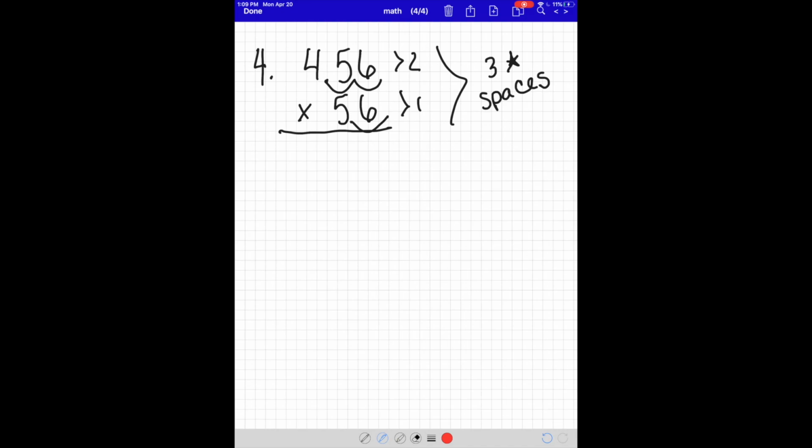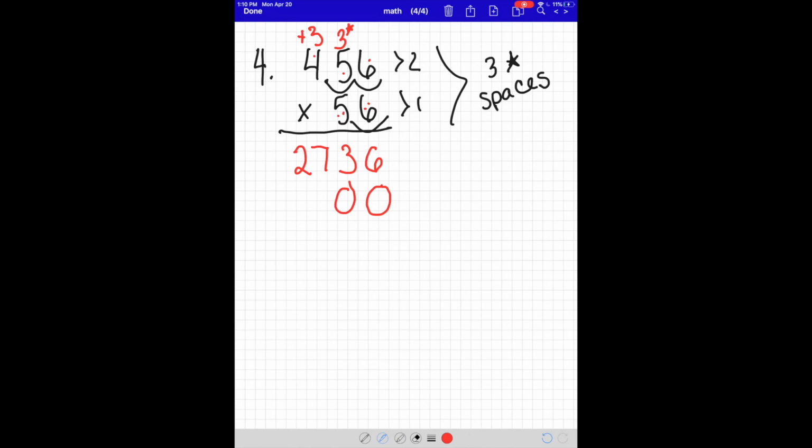So we have 6 times 6 is 36. So you're going to write your 6 here. Your 3 is going to go above the 5. Then 6 times 5 is 30, plus 3 is 33. 3 goes down, 3 goes up, and then 6 times 4 is 24, plus 3 is 27. Then you're going to put your 0 down and begin multiplying again. So this time we have 5 times 6, which is 30. You can leave this 30, or you can rewrite it. That one's up to you.